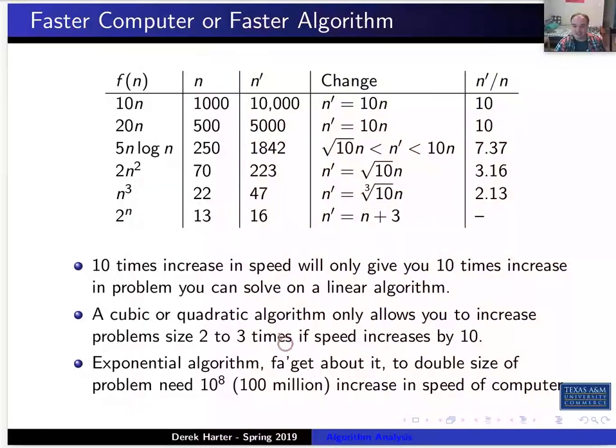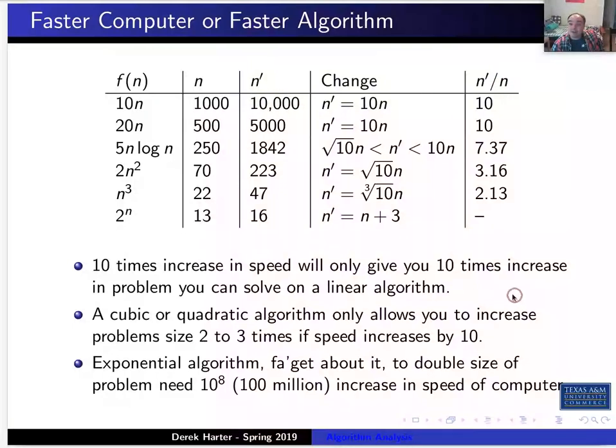So in this example, we were talking about having a computer that increased 10 times in speed. So if beforehand I had an algorithm that was linear, 10n, and my computer was fast enough to process an input of 1,000 items within whatever my time limit was, like a minute or a second, then if my computer increases in speed by 1 order of magnitude, I will be able to process 10,000, so 10 times that.